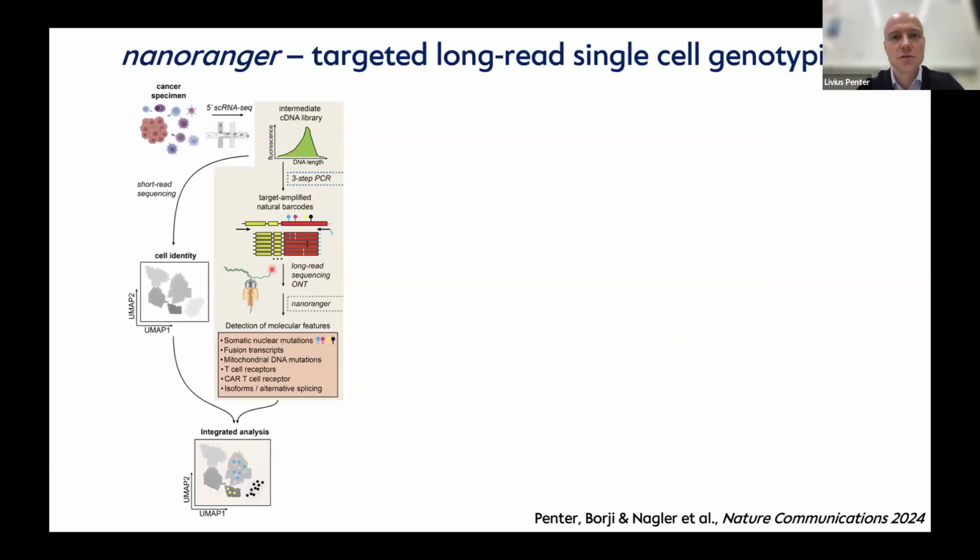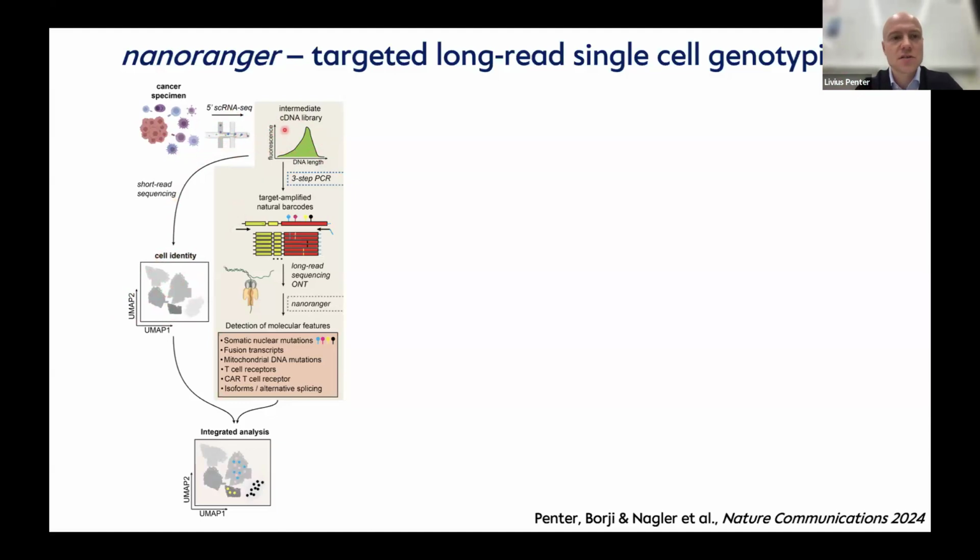This is the technology that we use to develop the NanoRanger platform, or NanoRanger pipeline, I should say. And the workflow is presented here. So we basically use tumor samples, could be leukemia, could be anything else. We perform standard 10x 5' single-cell RNA-seq, and then we get an intermediate cDNA library. And we continue with the normal Illumina sequencing, which gives us the cell identity that everyone knows from single-cell RNA-seq data sets.